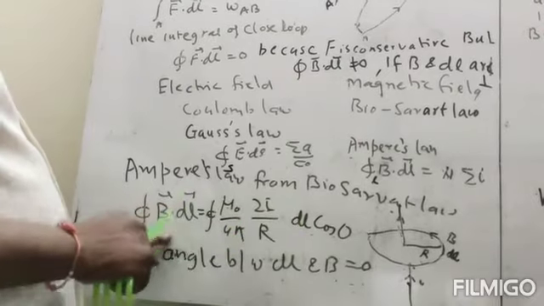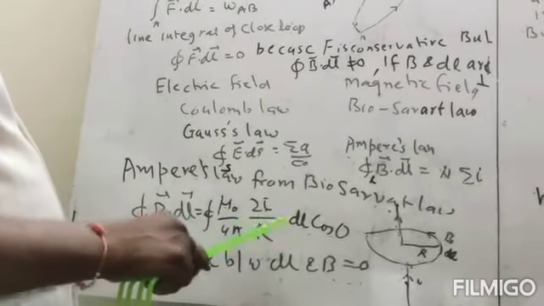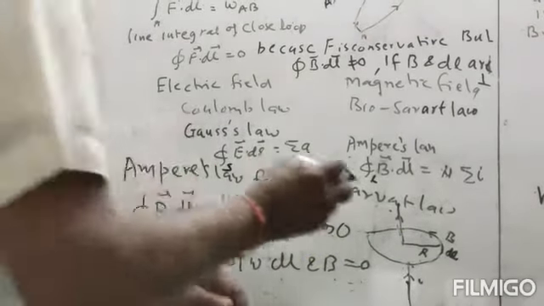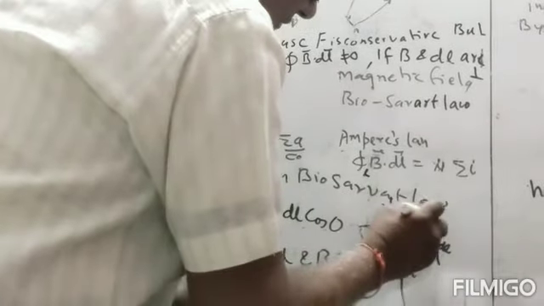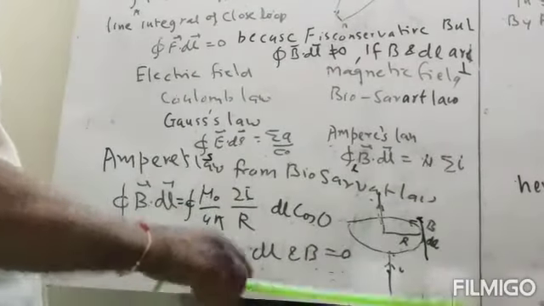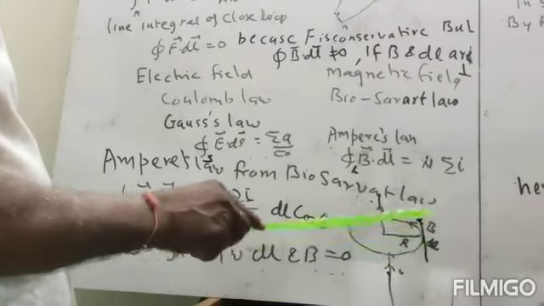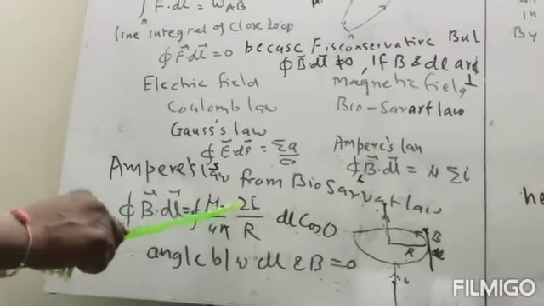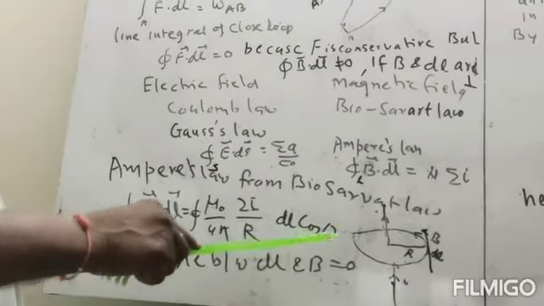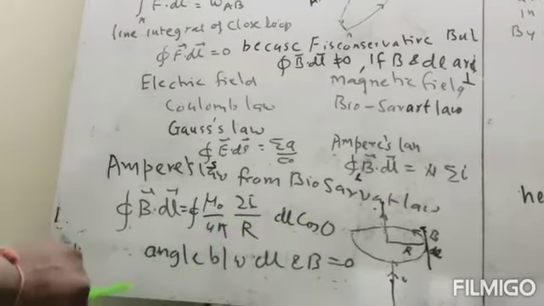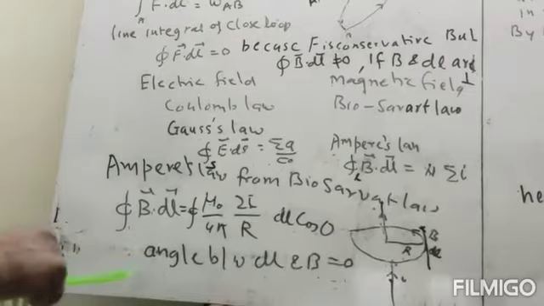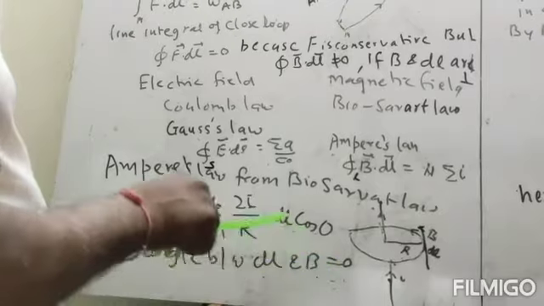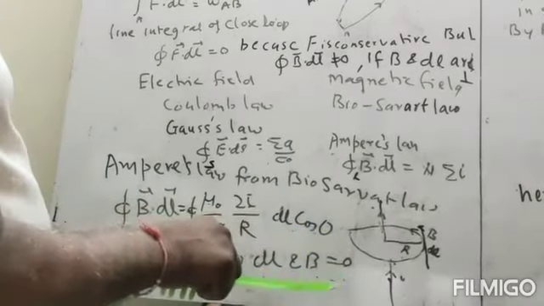Instead of dot, we write B dl cos theta, and here the direction of B will always be tangential to the path. So B and dl will be parallel, so the angle theta will be equal to 0. So it will be equal to mu 0 into 2I divided by 4 pi R, dl cos 0, and cos 0 is equal to 1.